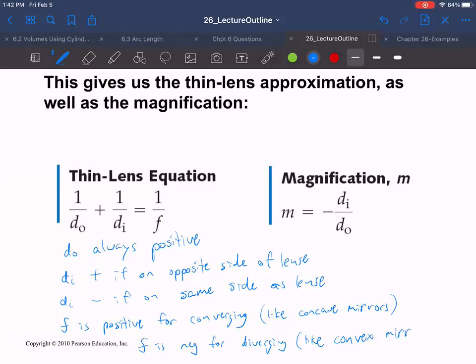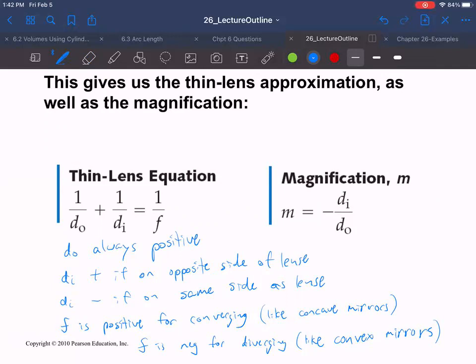In fact, all your same results for the concave mirrors are the same results for the converging lens. And all your results for the convex mirror are the same for the diverging lens. And they are mathematically the same by making this switch here. If we make that switch, we're good. They work out both mathematically.